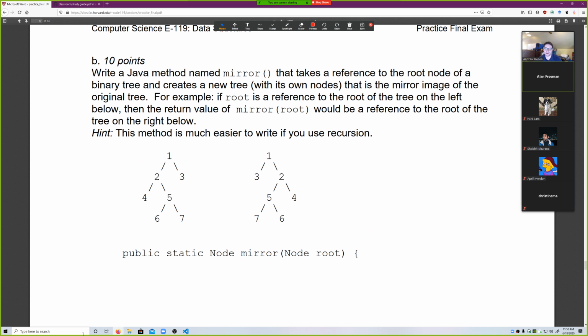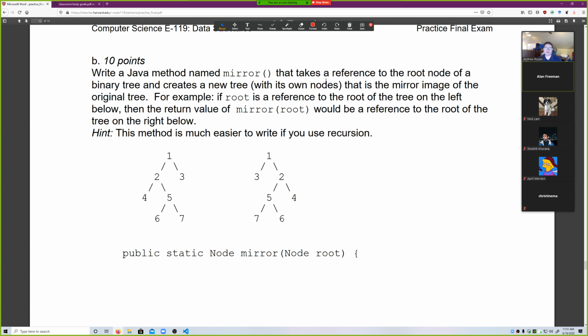On the other hand, this one I really like because it is recursive. In fact, this one is really hard to do without recursion. Write a Java method called mirror that takes a reference to the root node of a binary tree and creates a new tree with its own nodes that is the mirror image of the original tree. We've used some variation of this as a question on our final exams before, by the way. Just FYI. I think like in 2016, 2017, we did something a whole lot like this.